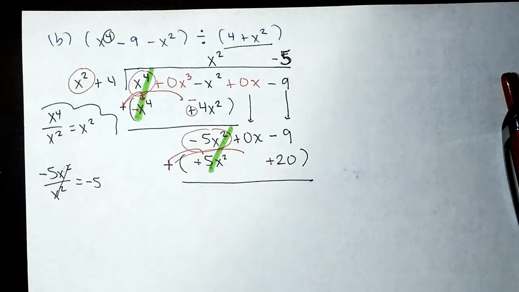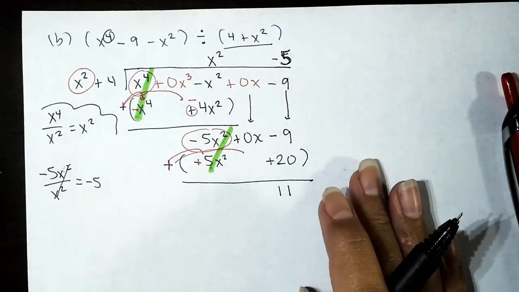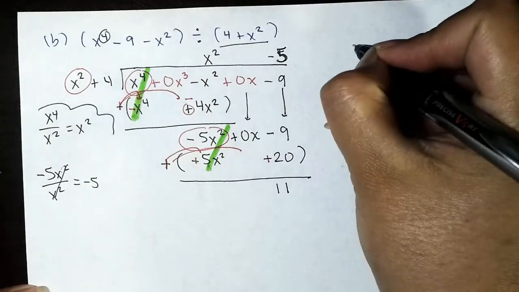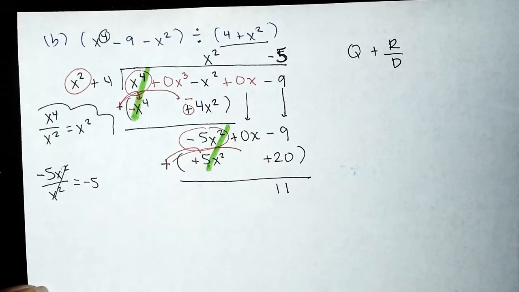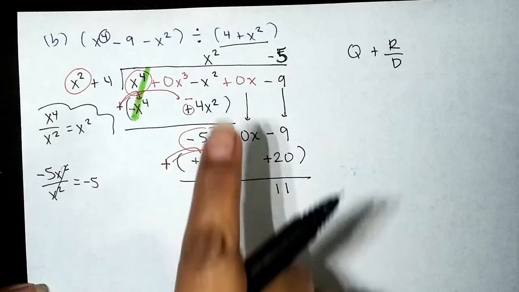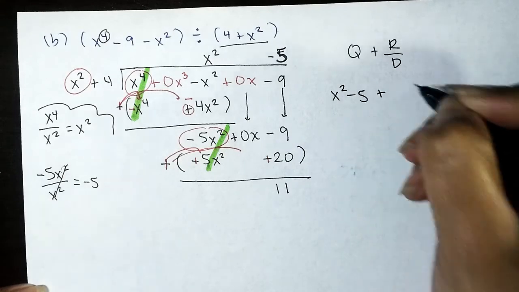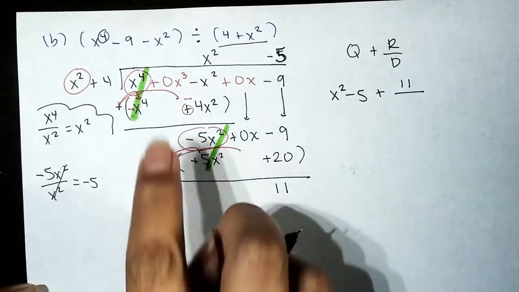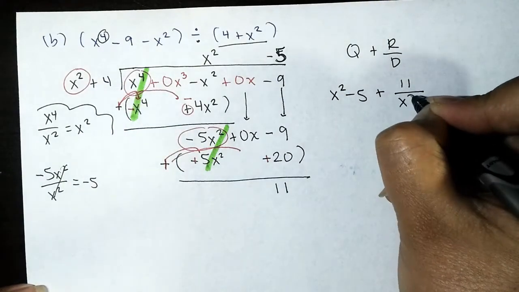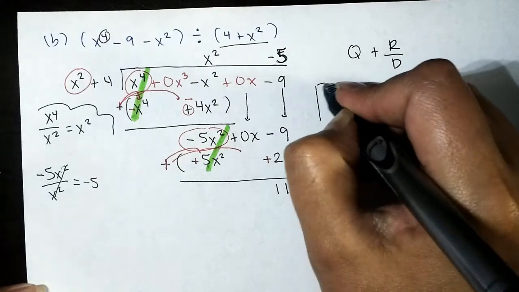Negative 9 plus 20, I think that's 11. Hopefully I did it right. There's no more terms to bring down, so we're good. Go ahead, write our answer in the form quotient plus remainder over divisor. We're not going to check our answer, but if this was a quiz or a test, please check it because there's no partial credit. The quotient is x squared minus 5. We're going to add to it the remainder. The remainder is 11, and we divide it by x squared plus 4. So as a fraction, the remainder is 11 over x squared plus 4.